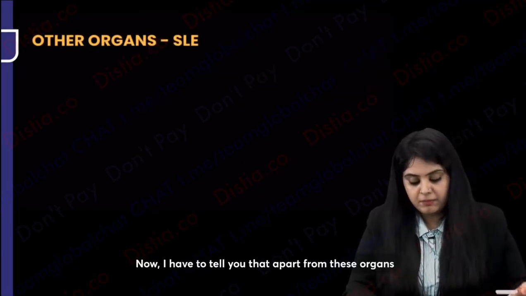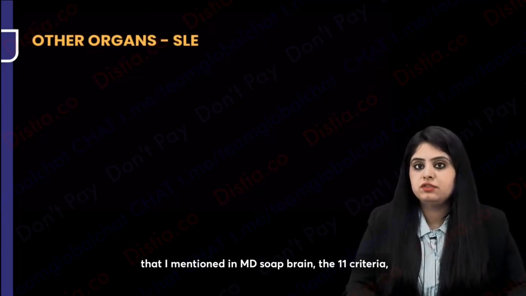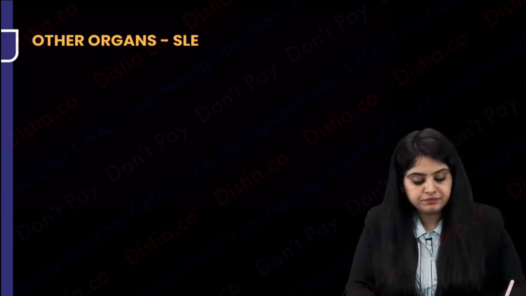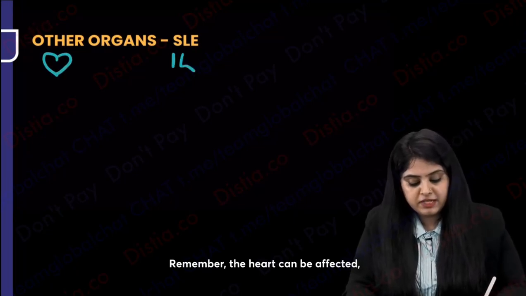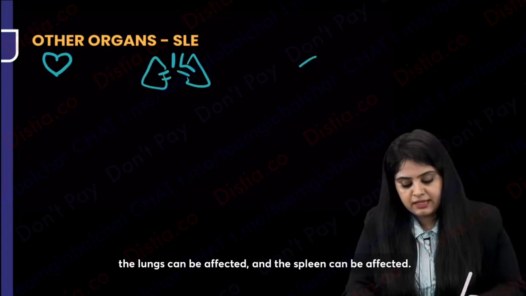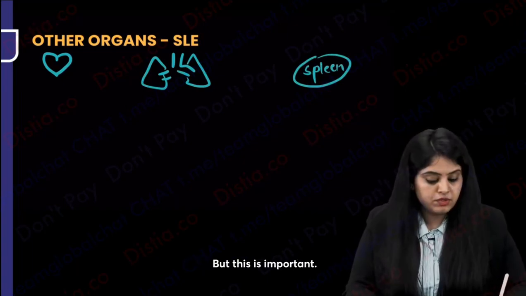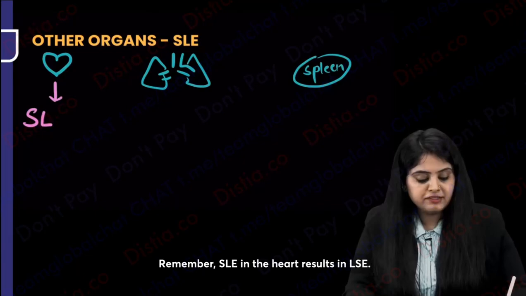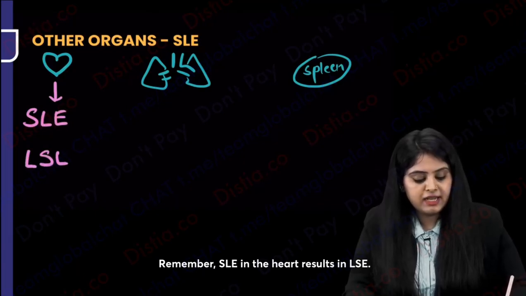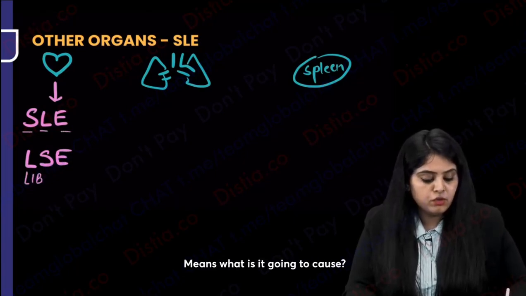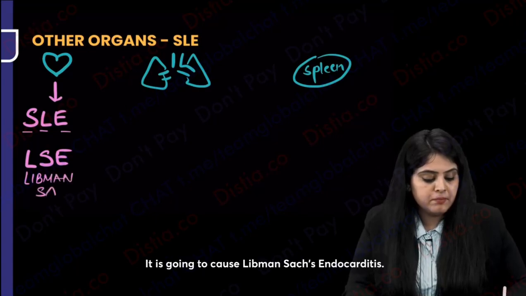Now I have to tell you that apart from these organs that I mentioned in MD soap brain, the 11 criteria, there are some other organs also that are affected. Remember, the heart can be affected, the lungs can be affected, and the spleen can be affected. So this is not a part of the criteria, but this is important. What happens in the heart? Remember, SLE in the heart results in LSE. Rearrange the alphabets. SLE, I wrote LSE. Means what is it going to cause? It is going to cause Libman-Sacks endocarditis.